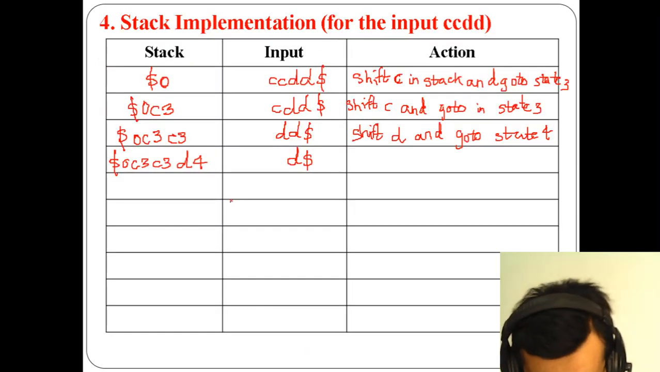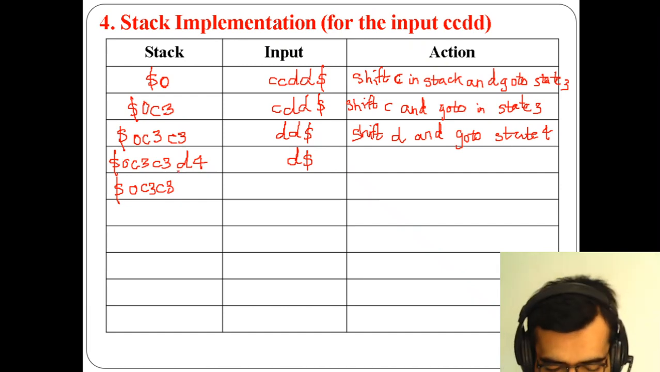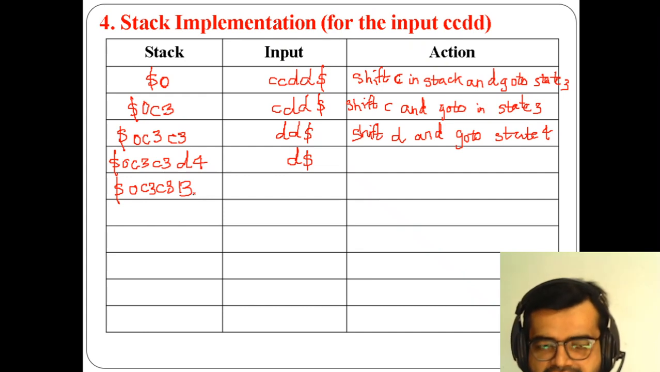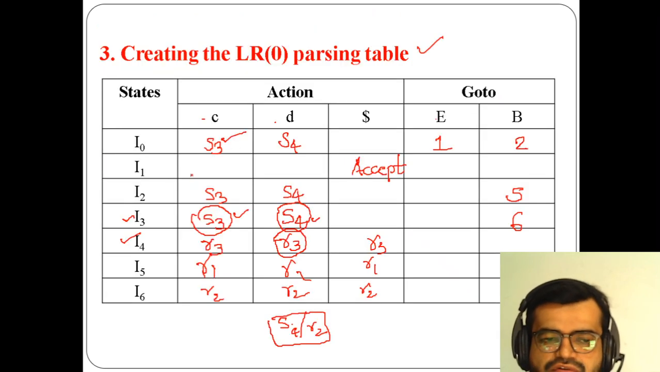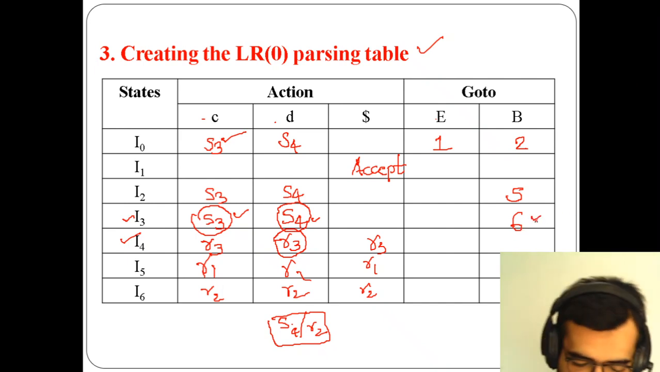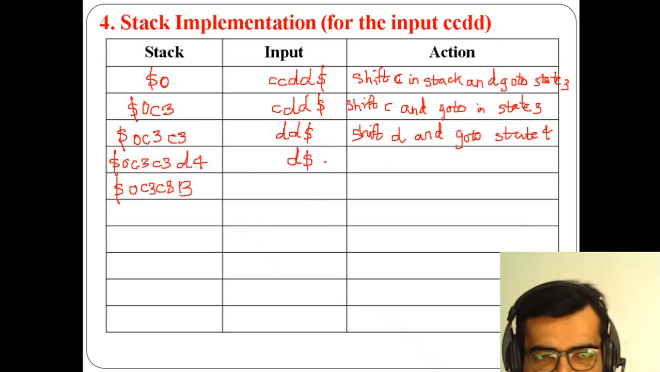So what you have to do is $0 C3, and this D will be replaced with capital B. Now which state do we have to take? Because at last you are taking the state number. So if you refer to this B, in which state is B present? The sixth state. So I am writing here B6.